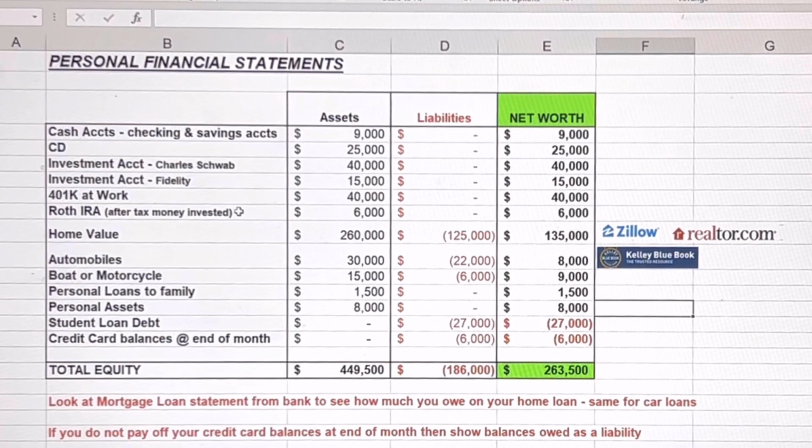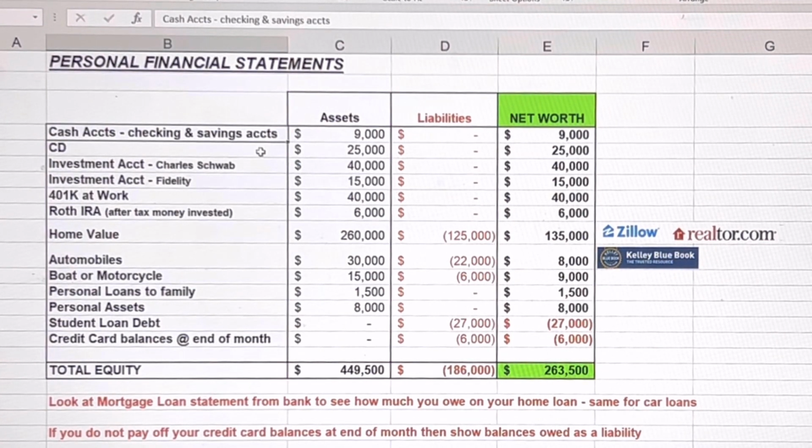All right, so let's go ahead and start reviewing some personal financial statements. I just have some examples up here on what that might look like. What you have to do is grab all your cash accounts, which are basically your savings account and your checking account. If you have multiple, add them all up, and that's your total asset for your cash accounts. If you have any CDs, in this case, I'm showing this person has $25,000 in CDs.